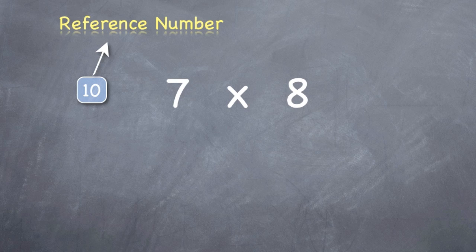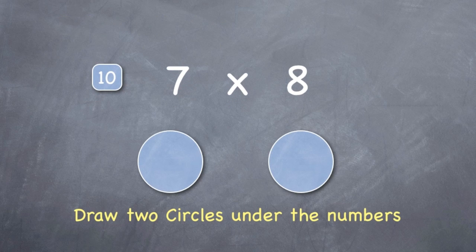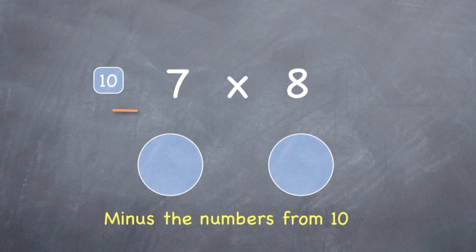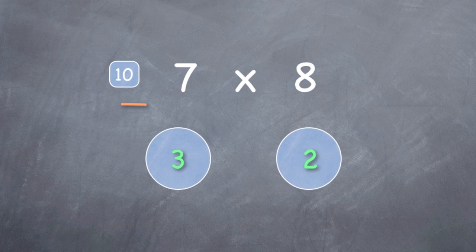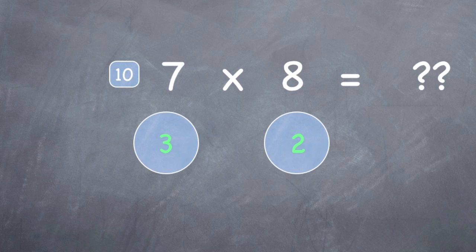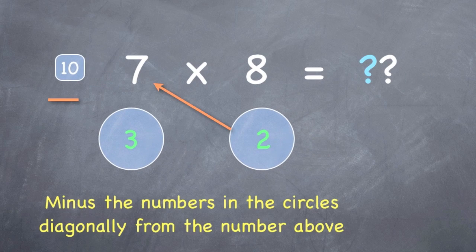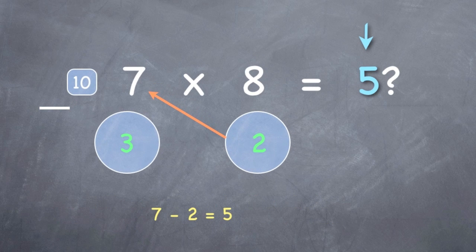Right, so using 7 times 8 and 10 as a reference number, and using the previous steps in the first video, we draw two circles under the numbers and we subtract the numbers from the reference number, which is 10 in this case. So 7 from 10 is 3, 8 from 10 is 2. So 7 by 8 will give some number. How do we get the first number? Well, we subtract the numbers in the circles diagonally from the number above. So that will be 7 minus 2, or 8 minus 3, which will give you 5.